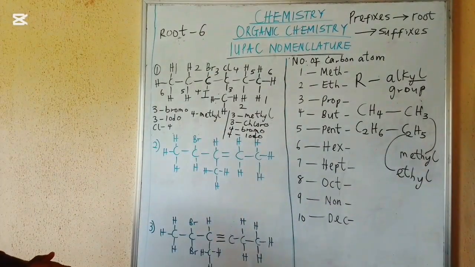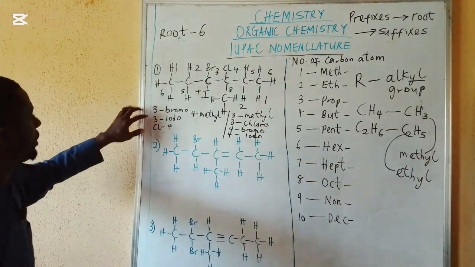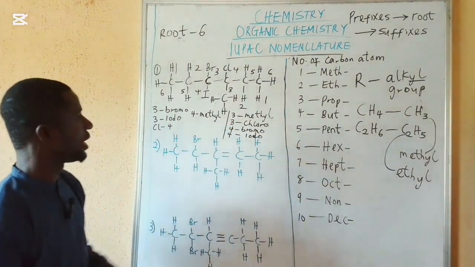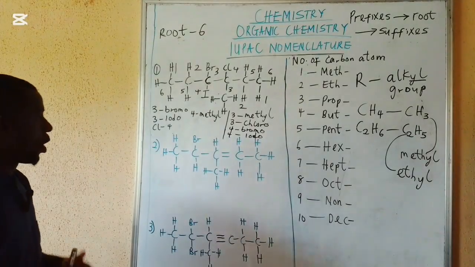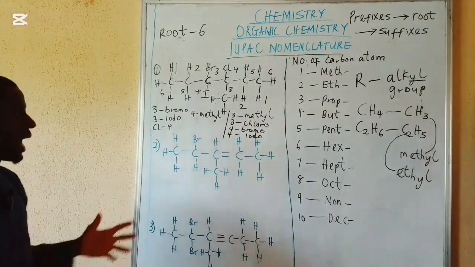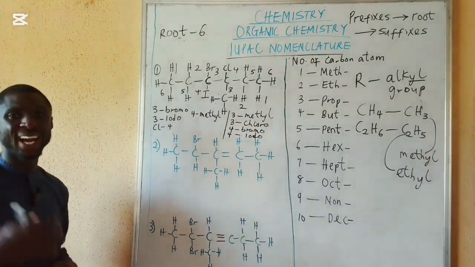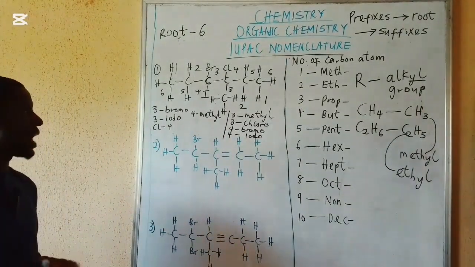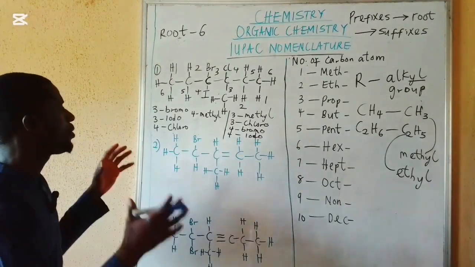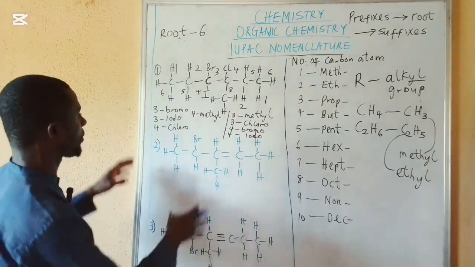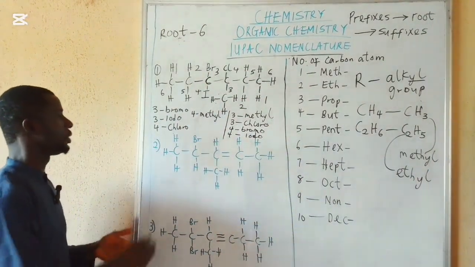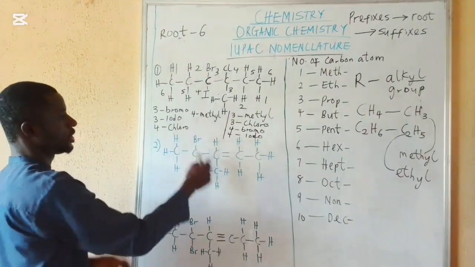We have 3, 3, 4, 4 on this side, and we have 3, 3, 4, 4 here for this side also. Now, our substituents will also be arranged alphabetically. Another way is that our substituents must be arranged alphabetically. If you look at this numbering very well, we have number this side and this side. They have the same number: 3, 3, 4, 4. This also is 3, 3, 4, 4.